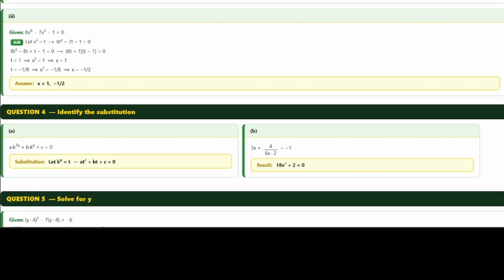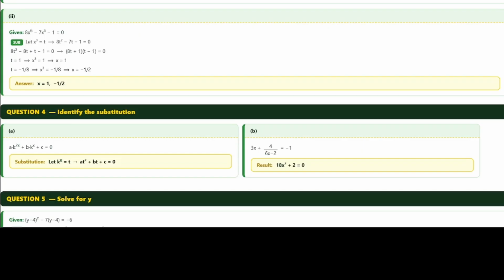Okay, now let's move on to question number 4. We need to identify the substitution. Here we have a·k^(2x) + b·k^x + c = 0. So we can take k^x and let it be equal to t. So now we have at^2 + bt + c = 0.